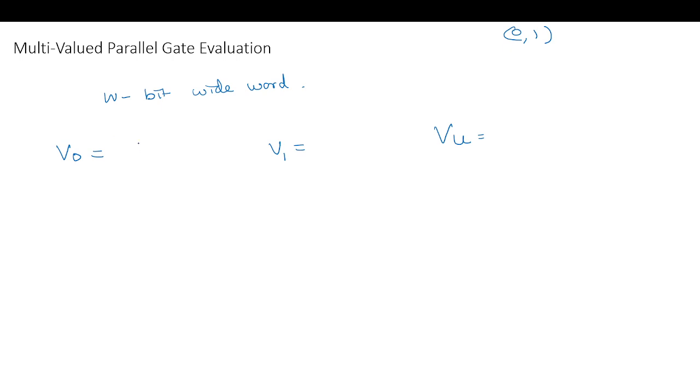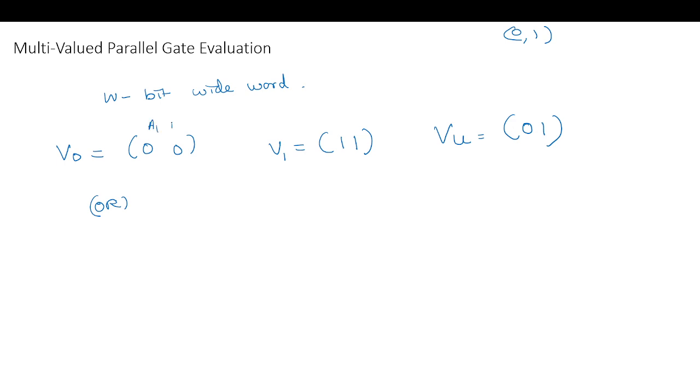So V0 we can encode as 0, 0, V1 as 1, 1, and unknown is either 0 or 1. So these are the symbols for V0, V1 and VU. Now let's take an example. If we have an OR operation, how will we perform OR for this?